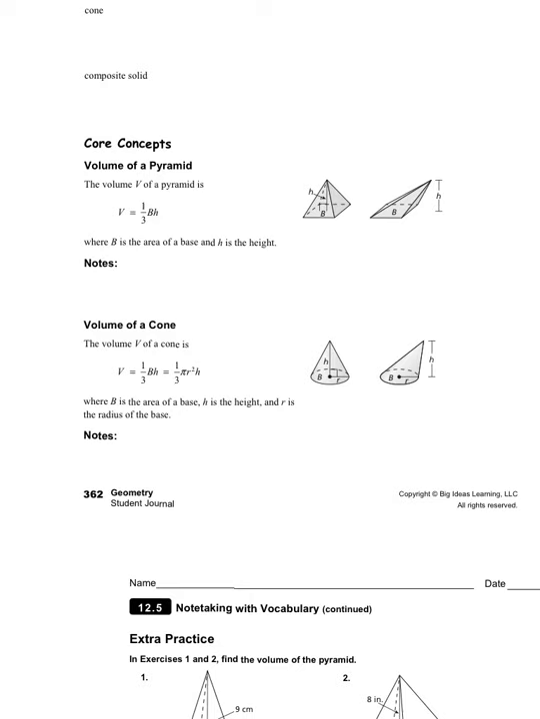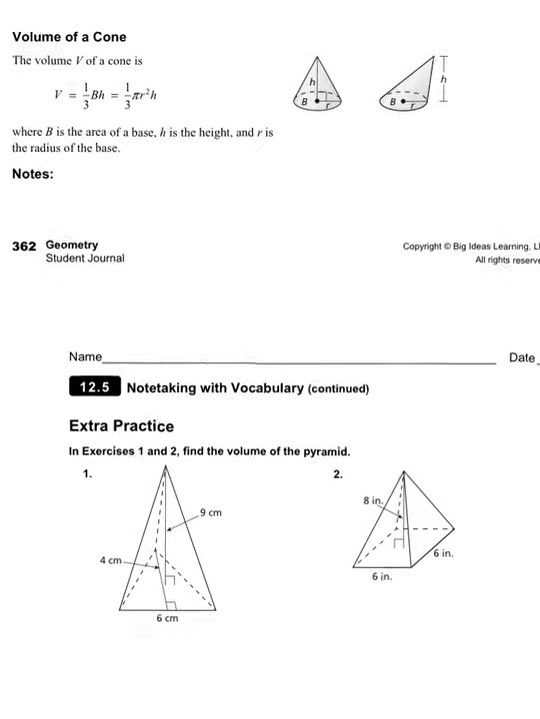Okay, so volume of a pyramid. For a pyramid, the volume will always be 1/3 B, so that's the area of the base, times the height. Okay? For a cone, it's still going to be the same thing. It's still going to be volume equals 1/3 base times height, where B is the area of the base. But the only thing is that because this is a cone, we know that the base of a cone is a circle, which is why they said pi r squared.